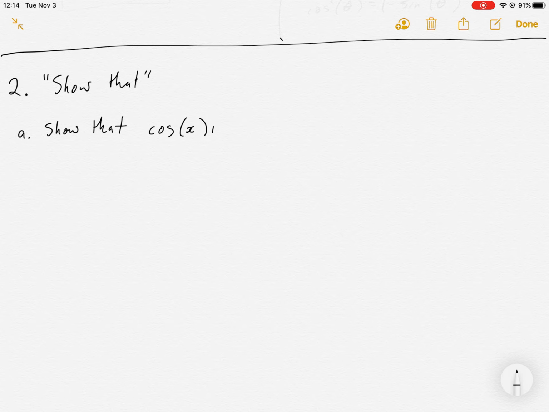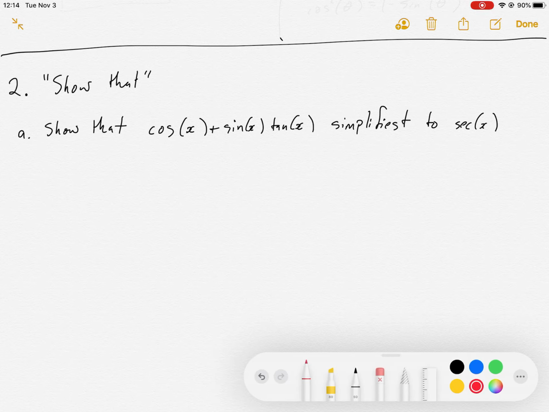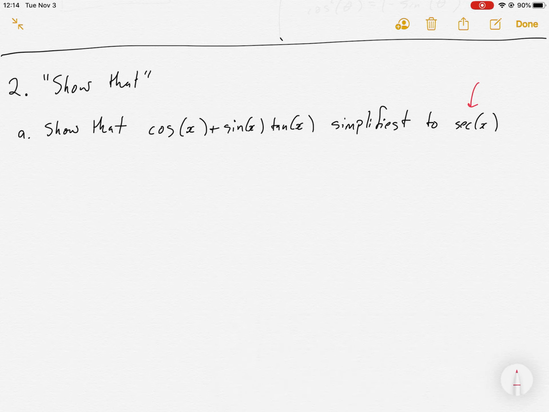cosine of x plus sine of x times tangent of x simplifies to secant of x. So in this problem, you're sort of given the answer, right? You're given that this should look like secant of x.